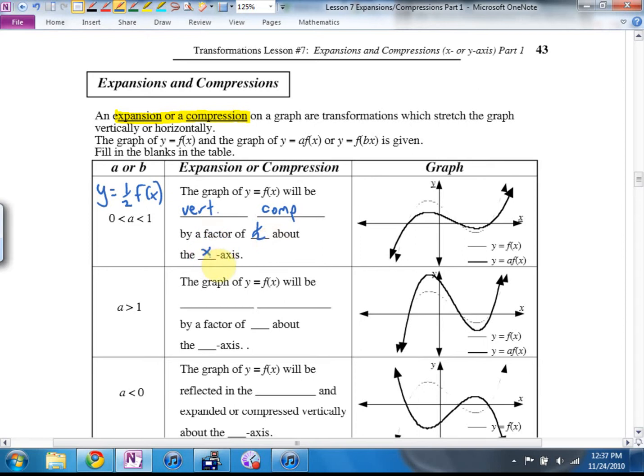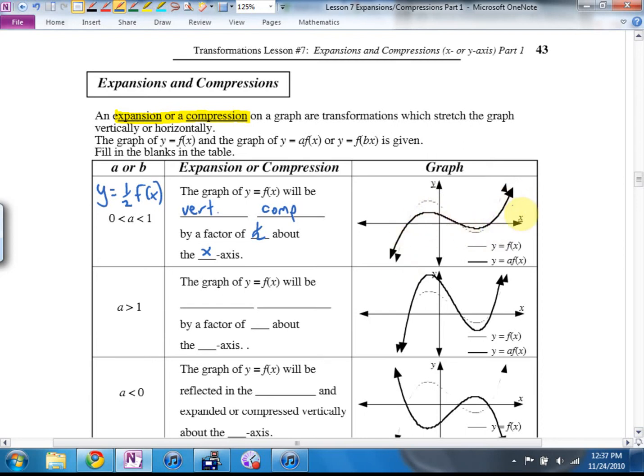No, it could be an expansion as well. Have patience. Let me think here. I can barely see this. The thin one is the original. The thick one is the compression. You can see the heights are not as big.